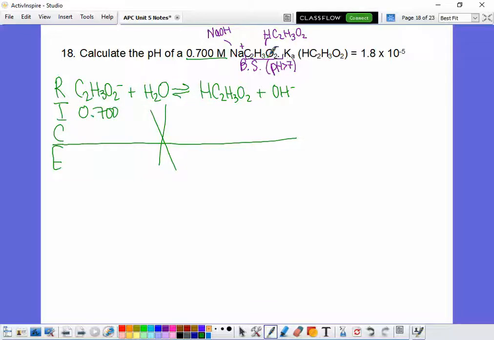Okay? What's my initial concentration of my two products here? 0 and 0. So what are my changes? Minus x, plus x, and plus x. All right. Let's write the equilibrium expression. What subscript am I going to give my K value, or my equilibrium constant? It's going to be K what? Notice how we have hydroxide as a product. That means this is a base. So we're going to write a Kb expression.